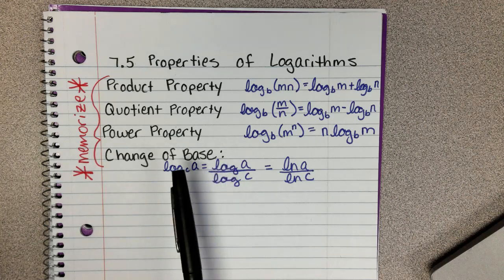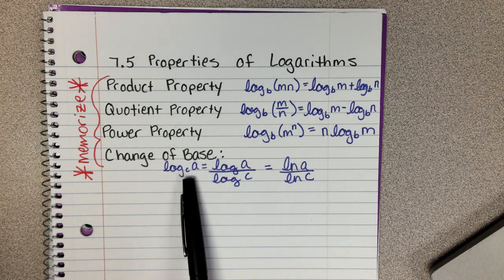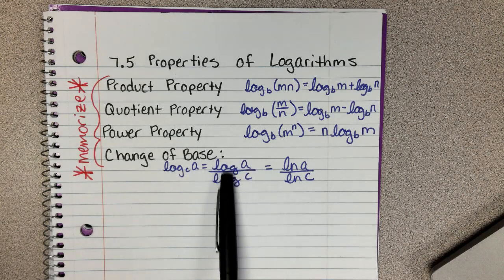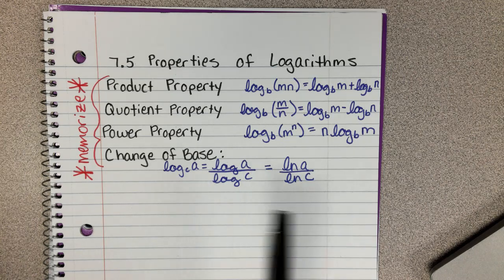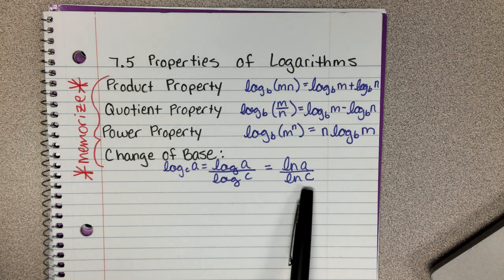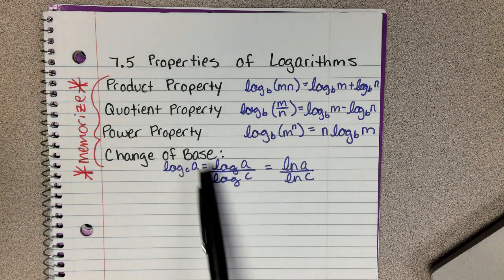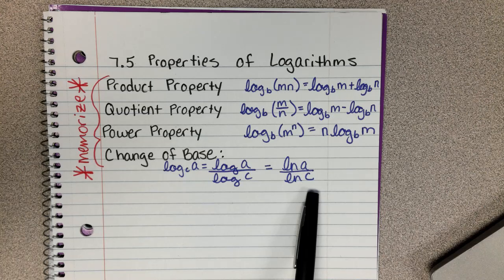Change of base is if for some reason you don't like the base that you are in, you can change that base. We generally change it to common log, which is log base 10, or we'll change it to natural log, which is log base e. In the event that you need to not use the base you're in, you are capable of doing that.